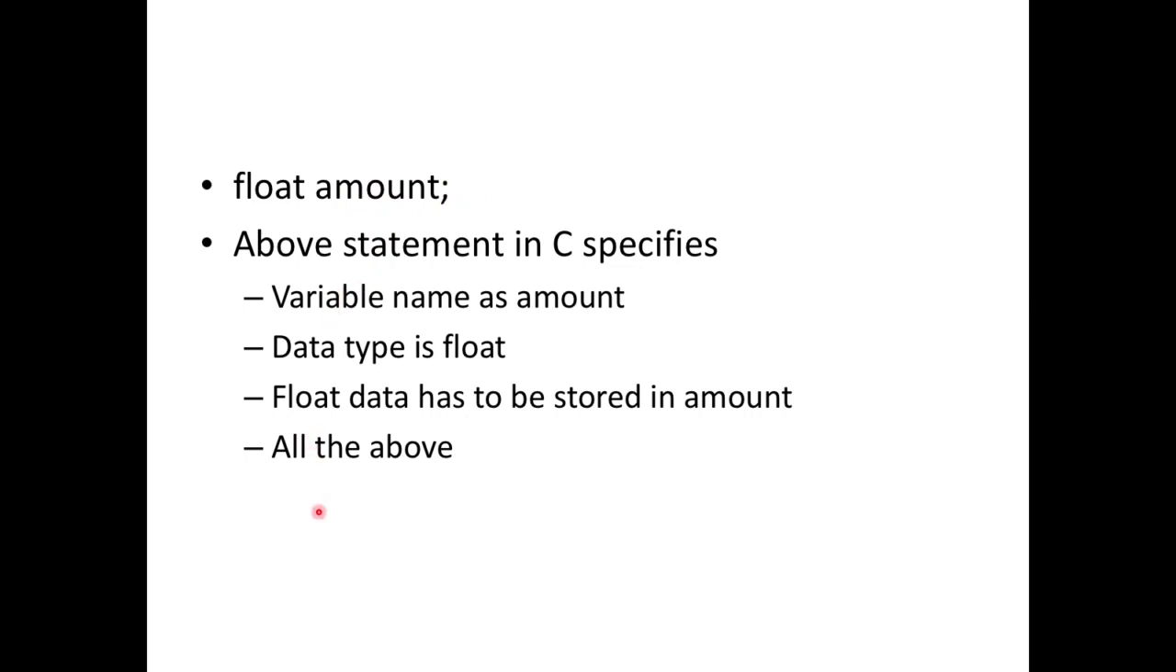What are the options over here? Variable name as amount. Yes, you have the variable which is named amount, that's right. Then data type is a float. Yes, data type is a float, that is also right. Then float data has to be stored in amount. Obviously, when you store any data here, it will be of the type float. The last option is all the above. All these three are satisfying. So the right answer is all the above, the last option.